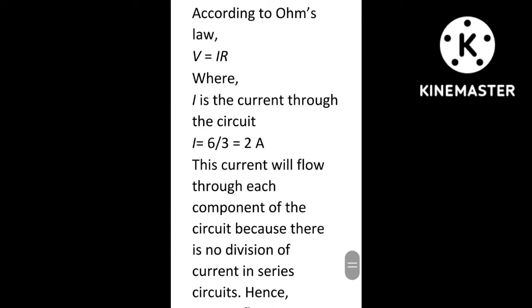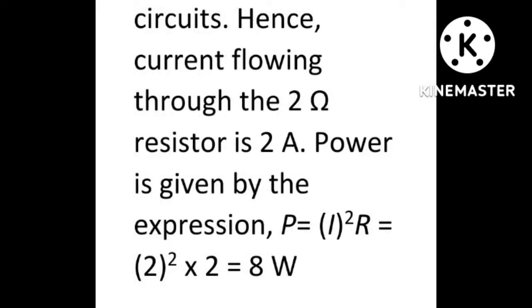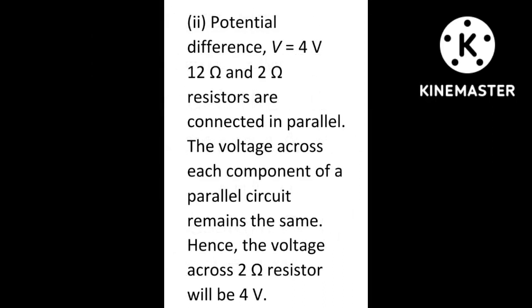In the case of series circuit, there is no division of current. Therefore, this current, that is 2 ampere, will flow through each component of the circuit. Hence, the current flowing through the 2 ohm resistor is 2 ampere. Also, we have the equation to find the power as P is equal to I square R. Here we can substitute the values of I and R. Then we will get P is equal to 2 square into 2. That will be equal to 8 watt. Now we can move to the second part of the question.